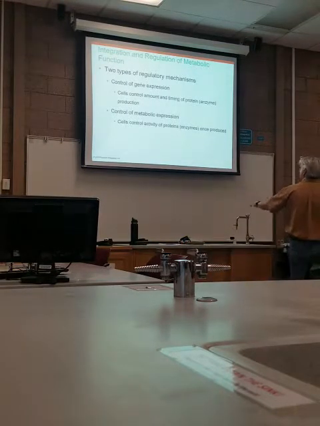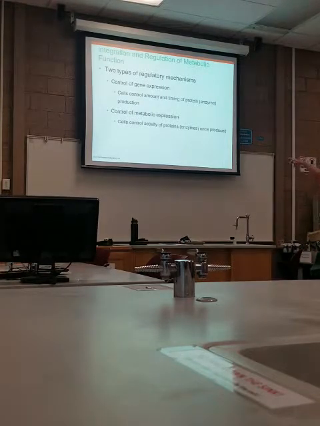Control metabolic expression. Cells control the activity of protein. So let's say you made them, then you could still have another level of regulation, which is going to be what? Allosteric regulation. You can turn the enzyme on, you can turn the enzyme off. Okay?